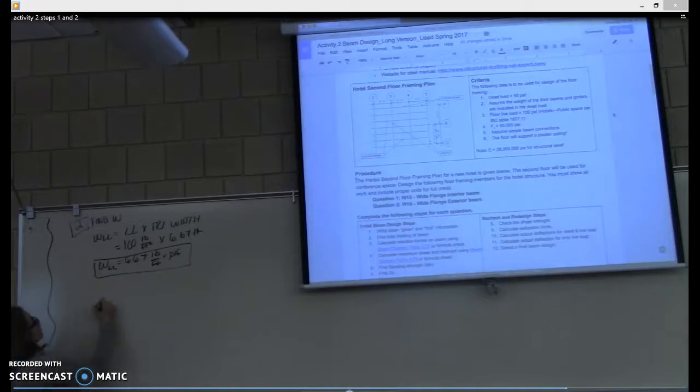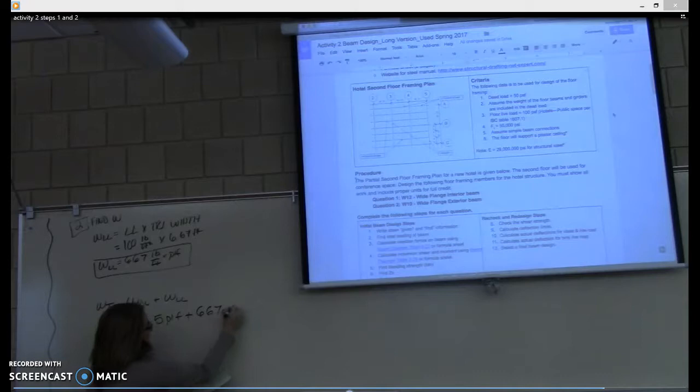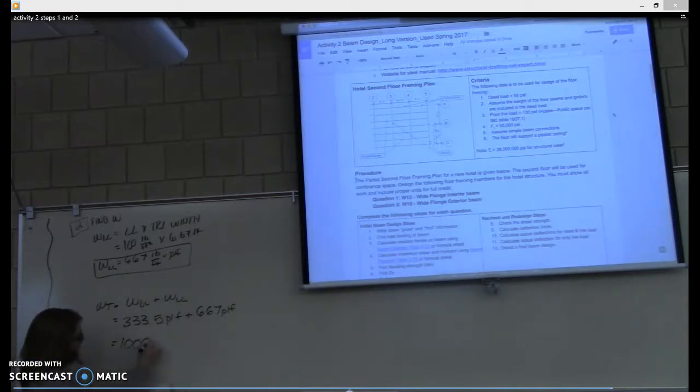Alright, so now we know our uniform load for the live load and dead load. So now to get our total uniform load, we just need to add them both up. So plug in your numbers. We got a uniform dead load of 333.5 pounds per foot, plus our uniform live load of 667 pounds per foot, for a total of 1,000.5 pounds per foot.